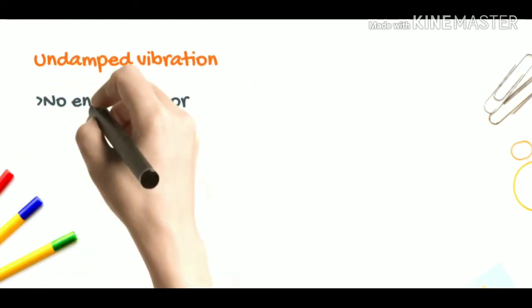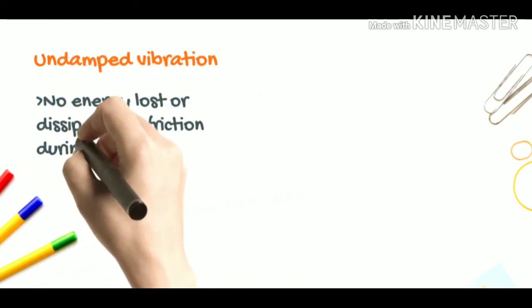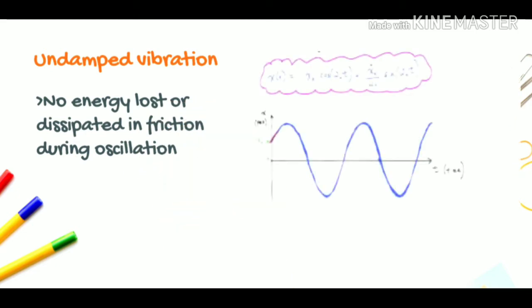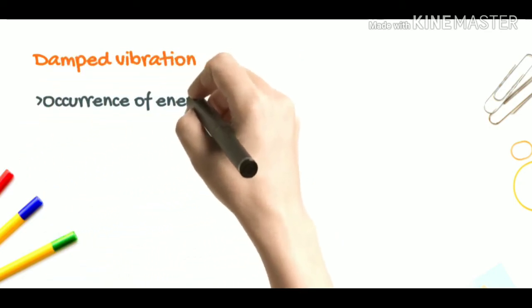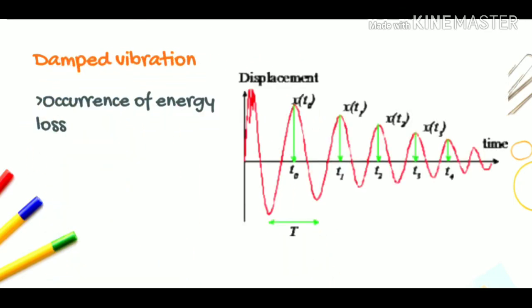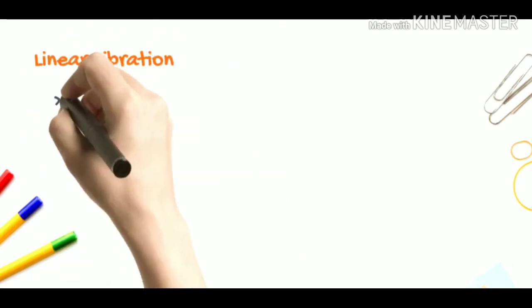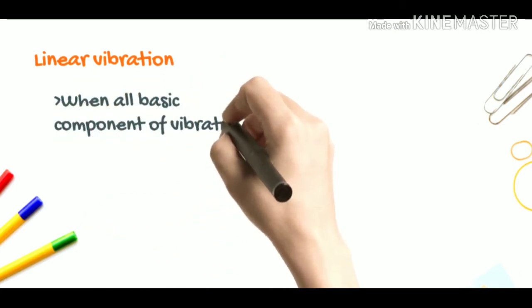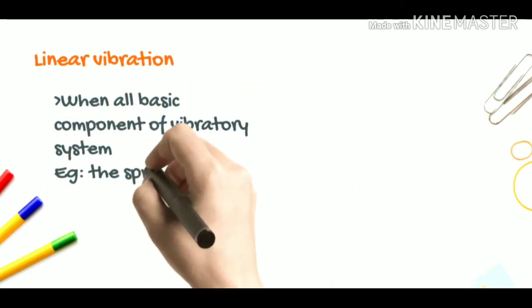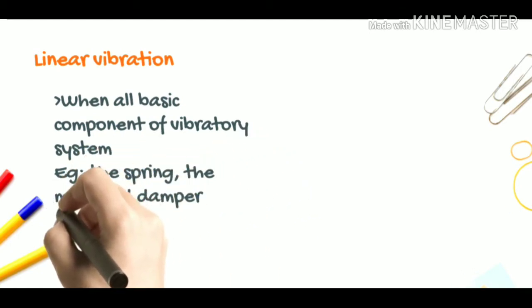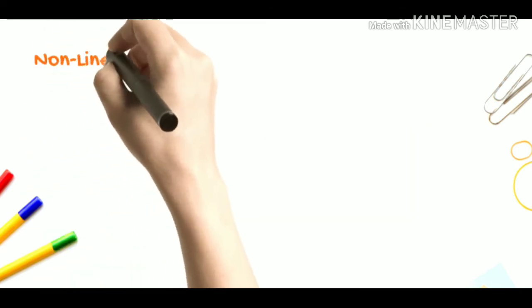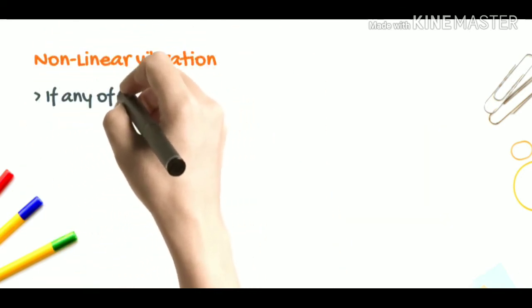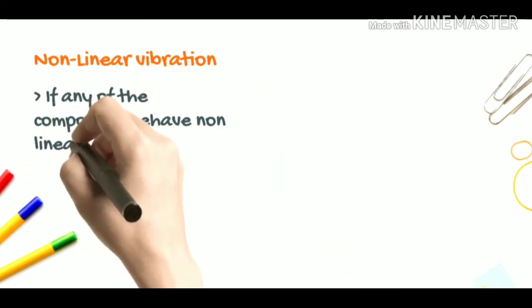Undamped vibration: no energy loss or dissipation in friction during oscillation. Damped vibration: occurrence of energy loss. Linear vibration: when all basic components of the vibration system, for example, spring, mass, and damper, behave linearly. Non-linear vibration is when any of the components behave non-linearly.